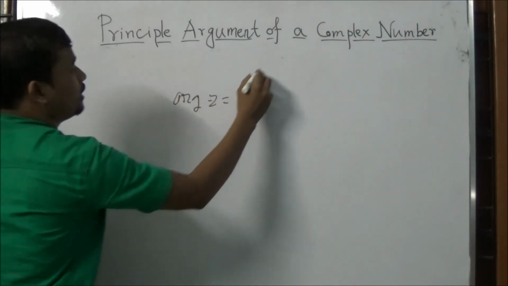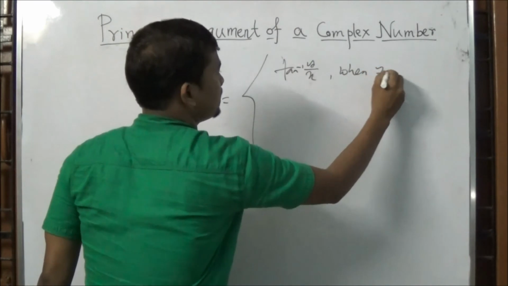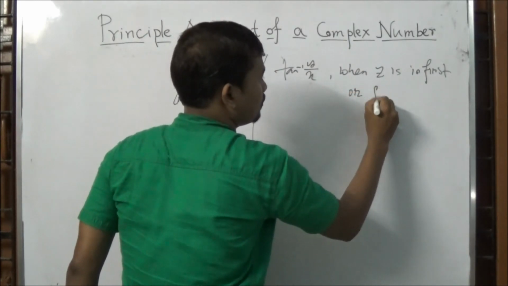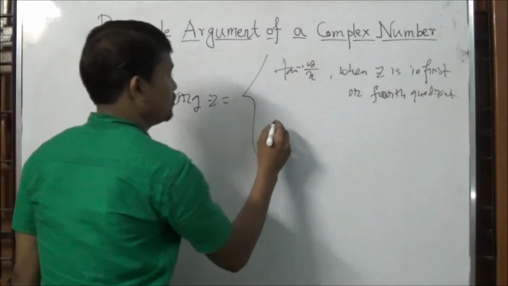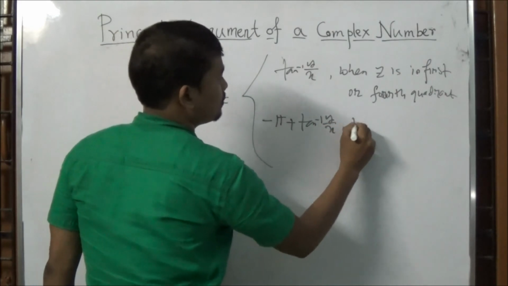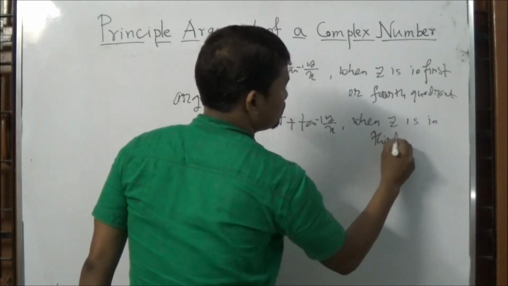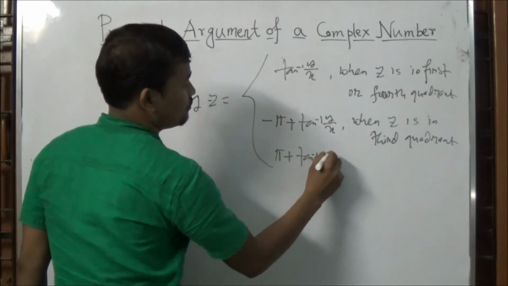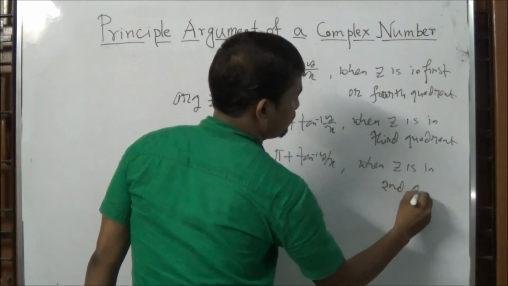Argument z equal tan inverse y by x when z is in the first or fourth quadrant, minus pi plus tan inverse y by x when z is in the third quadrant, and pi plus tan inverse y by x when z is in the second quadrant.